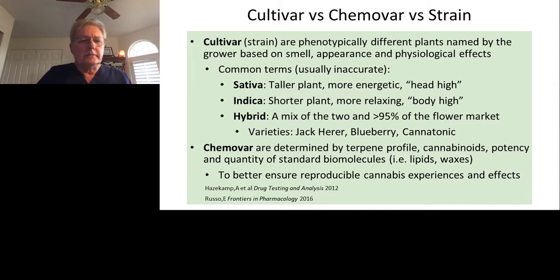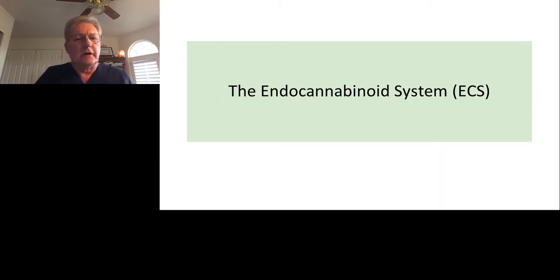Chemovar, on the other hand, is a term that is defined by multiple chemical components which can be standardized, identified, and most importantly, will need to be used in order to ensure reproducible cannabis effects, physiologic effects that patients can expect. Now, the endocannabinoid system, we could spend 2 hours talking about. I've only got a few slides, and so this is an area that I implore all of you to investigate.